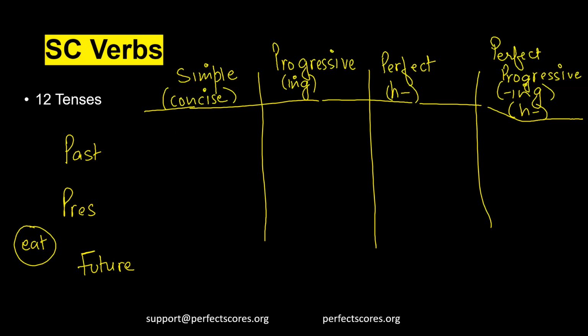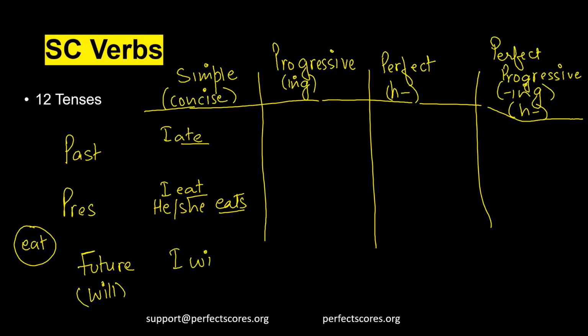So past simple would be simply I ate, or we ate, he ate, she ate. Present simple would be I eat. If it's singular, for example, he or she, you can use the word eats. Otherwise, they eat, we eat, we all eat. So you have these forms of ate and eats. And finally, future is going to use the word will. So I will eat, they will eat, he will eat, she will eat.